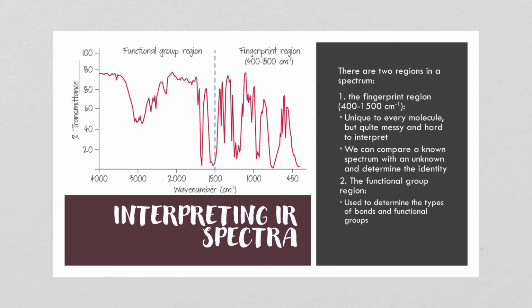However, we can also take a look at the functional group region. That's everything beyond the 1500. And that's used to determine the types of bonds and functional groups.